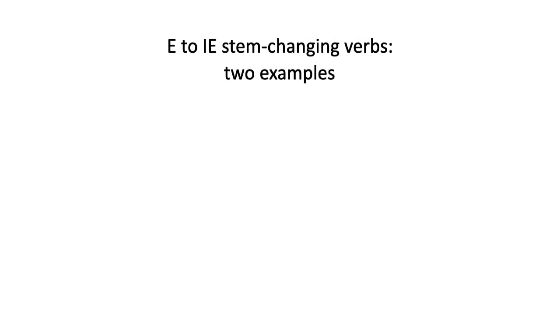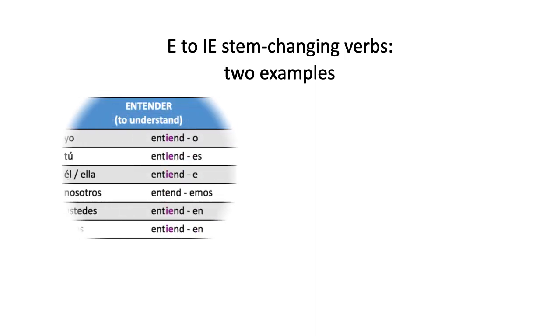Let's look at two more examples of E to IE stem changing verbs, right? Two other verbs that have the same type of changes in their stem as querer or calentar. The first one is a very important one, I would argue. Entender. It means to understand, right? Look at the table. Look at what I did with the stem specifically, right? I just applied the rule we just studied. I took that E, right, from entender, and I'm changing it to an IE everywhere except for the nosotros form, right?